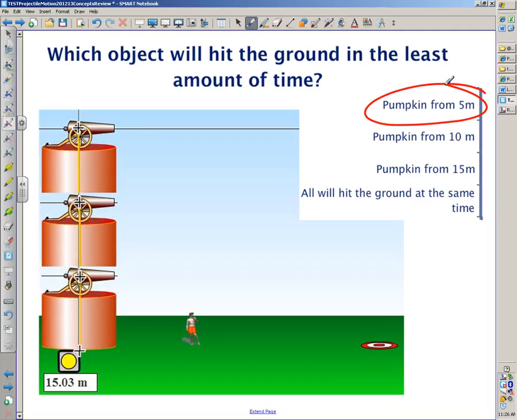Which component determines the flight time of this projectile? Well, the height, or which height specifically? The vertical height, because the gravity pulls it downward. It does not matter what's going on horizontally. The vertical components will determine the flight time here. That good? Questions there? Okay.